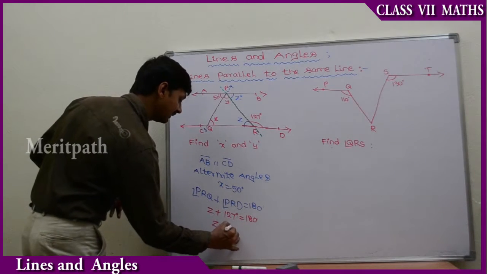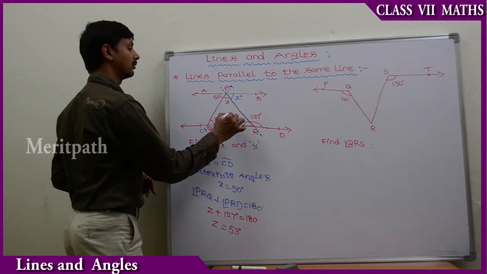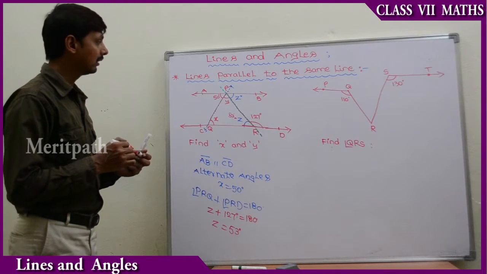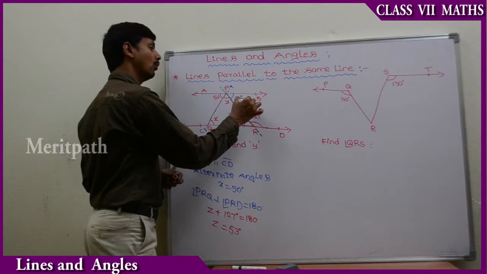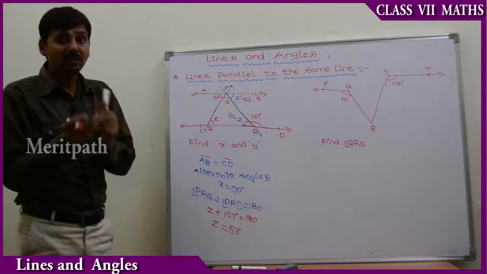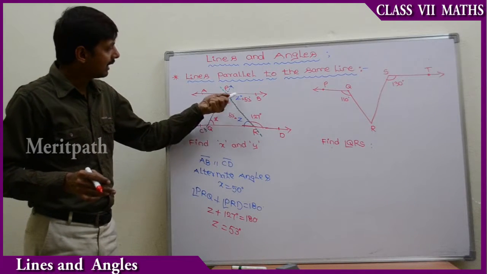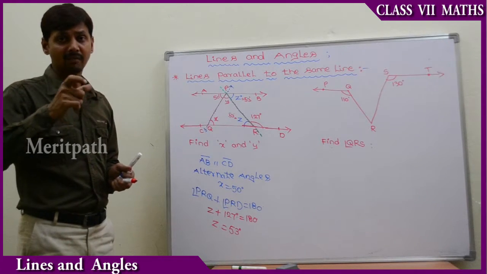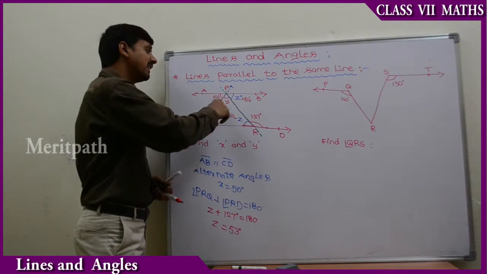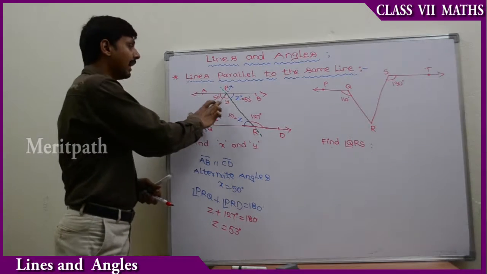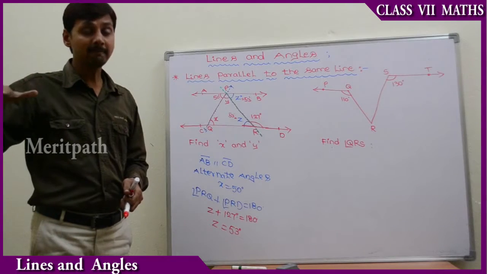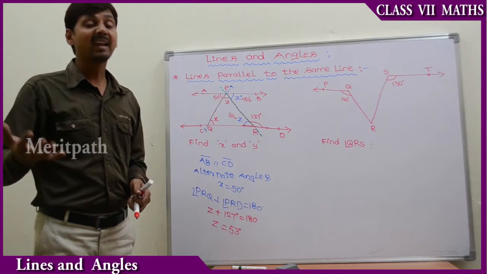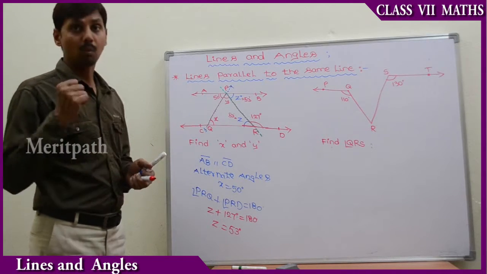So Z is equal to 53 degrees. We need to find the angle Y here also. We have discussed that alternate angles are equal. PR is a transversal, and these two alternate angles Z are equal. The angles 50 degrees, Y and 53 are on the same line. Three angles form a straight angle, so if you add all three, we get 180 degrees.